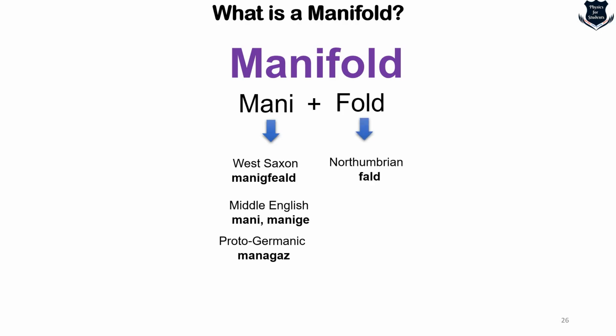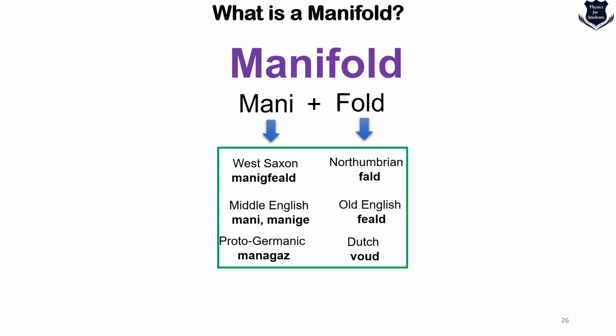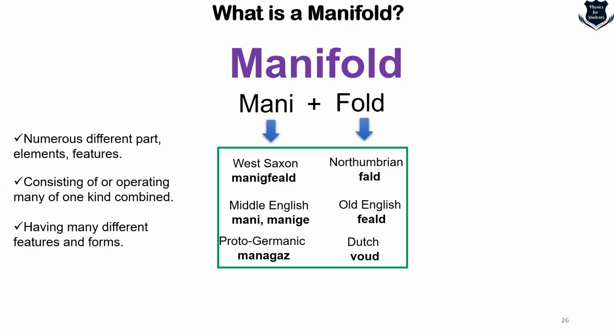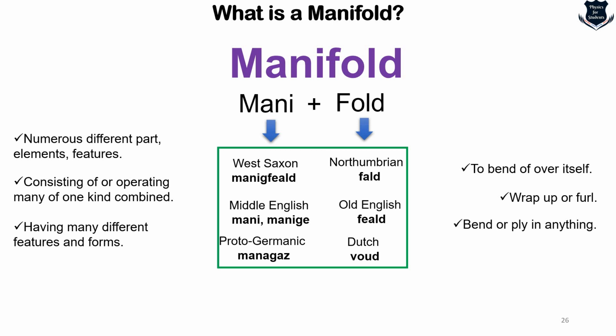And if I go again by the literary sense of the word fold, it is fald, feald, or fold. So overall, the meaning is any object which has many kinds of variation. It has numerous different parts, having many different features and forms. And fold means to wrap up, furl, bend, or ply. So this is the literary meaning.